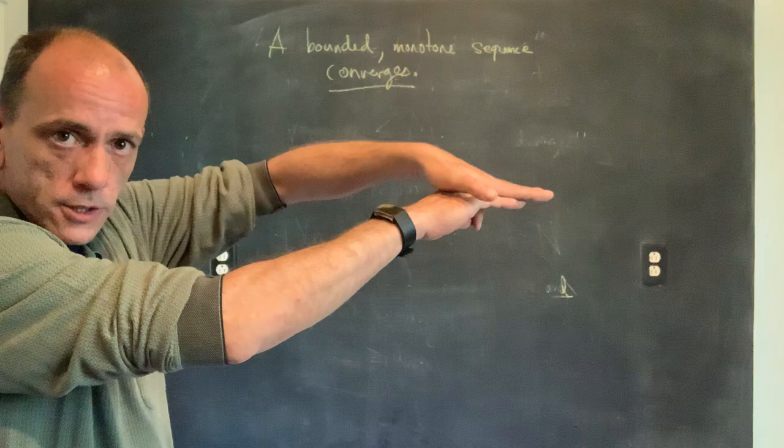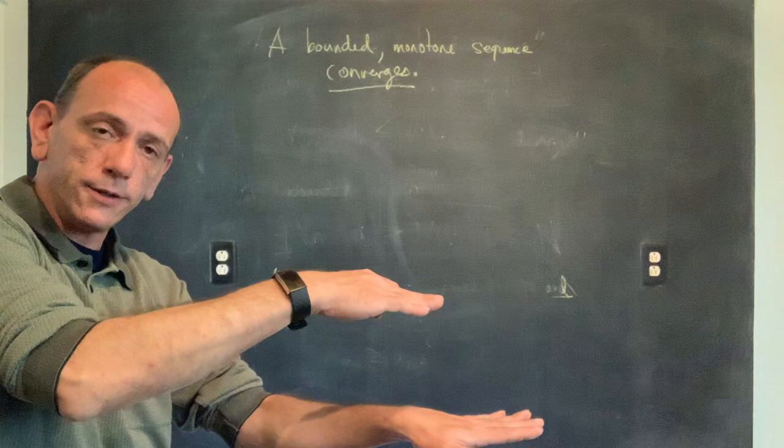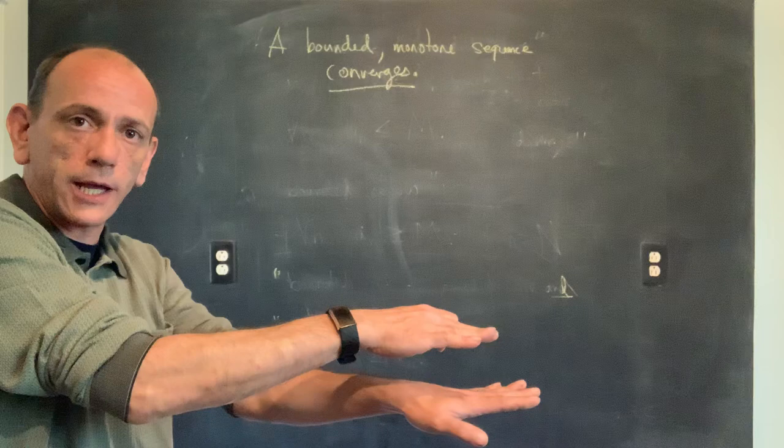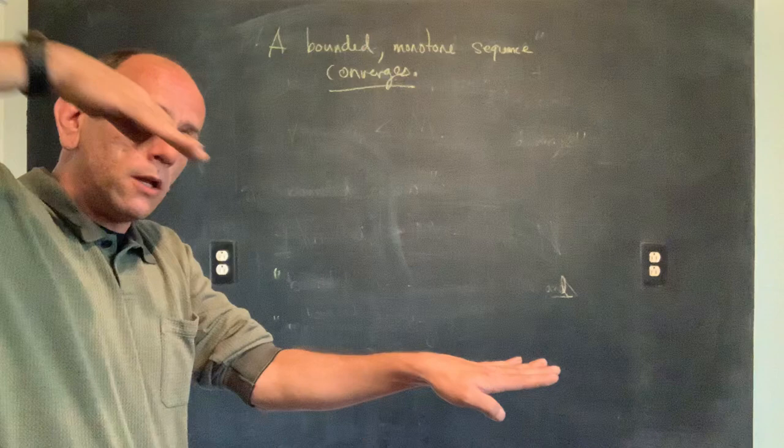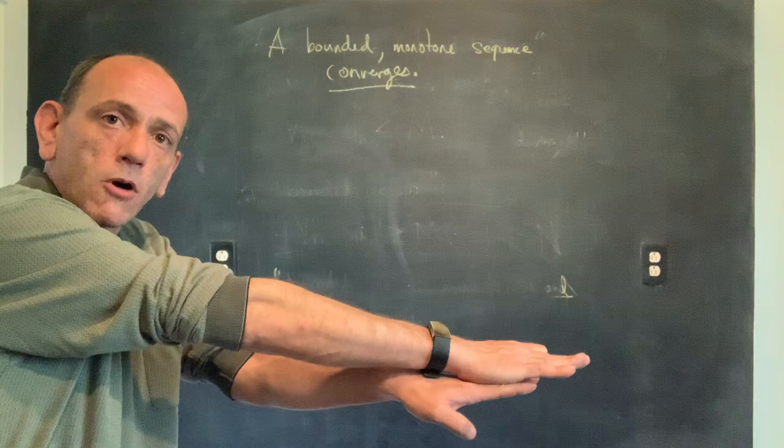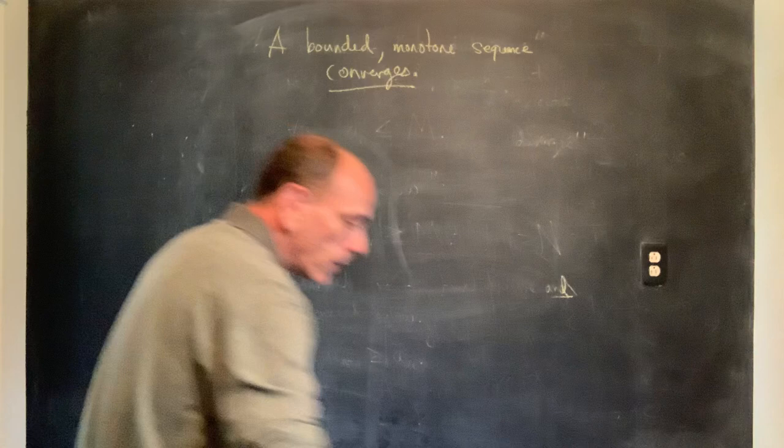And likewise on the bottom side, if I have a monotone decreasing sequence, so I have infinitely many terms that are either going down, not increasing, either staying equal or going down, and I have some number below that it never goes below. The only way I can have infinitely many things going down and never crossing some boundary is if they converge. So that's kind of the punchline.